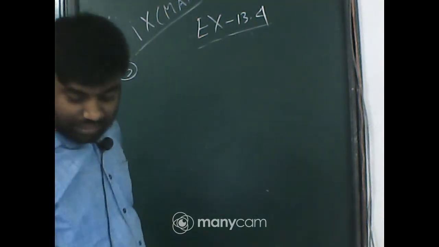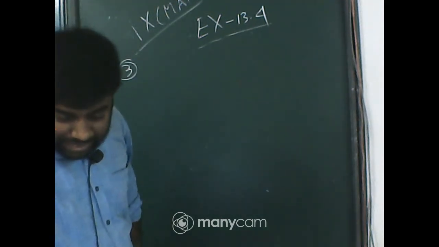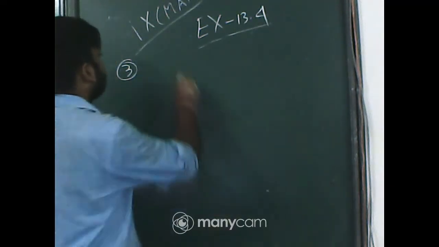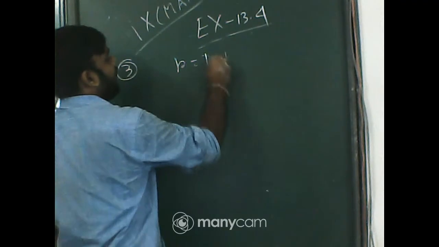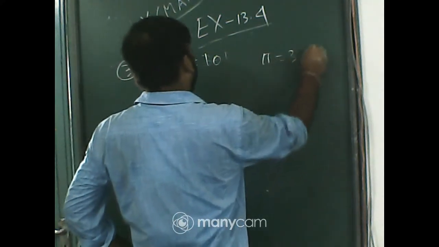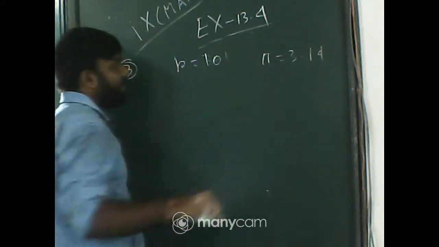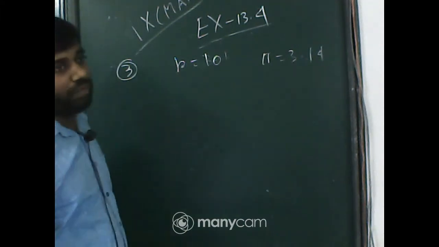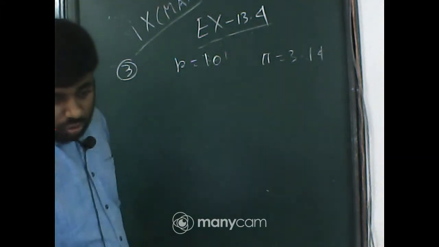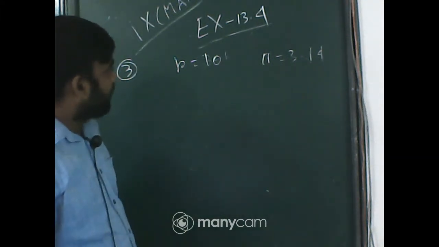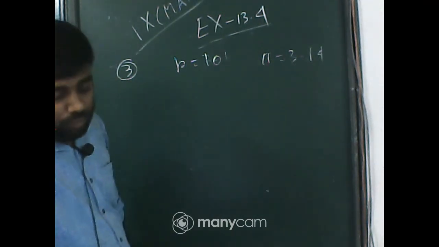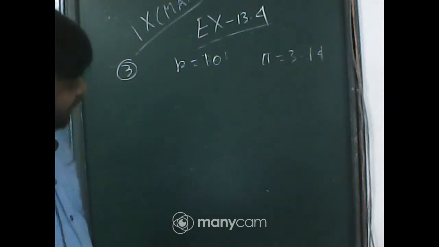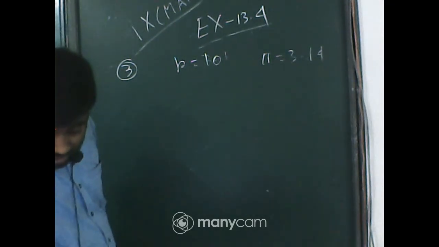Find the total surface area of a hemisphere of radius 10 centimeter. And the pi you have to use is not 22/7. It is given here that you have to use 3.14 only. So question number 3, radius is 10 centimeter and the value of pi is 3.14. What is the surface area of the hemisphere?